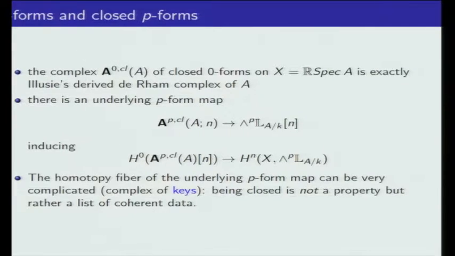There is an underlying projection map that goes from closed p-forms with the shift n to the wedge p of the cotangent complex shifted by n. But this map is not an inclusion. So this means that saying that a form is closed is not a property. It's a set of coherence data, because there is a homotopy fiber which in general is not contractible. So being closed is not a property, but a list of data.